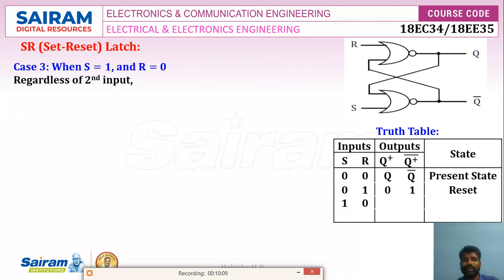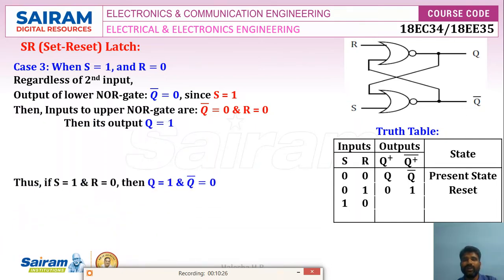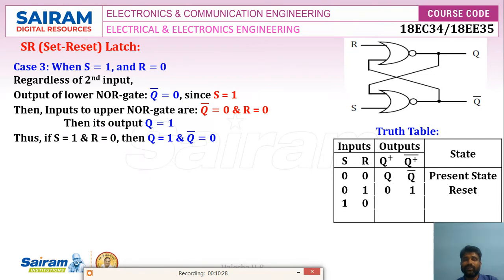So regardless of the second input, the output of the lower NOR gate, Q bar, is equal to 0 since S is equal to 1. Then the inputs to the upper NOR gate are R equal to 0 and Q bar equal to 0. So its output is 1, that is Q. So when S is equal to 1 and R is equal to 0, Q becomes 1 and Q bar is 0. That means the latch is being set. Based on the value of Q, we say set or reset. If it is 1, set. If it is 0, reset.